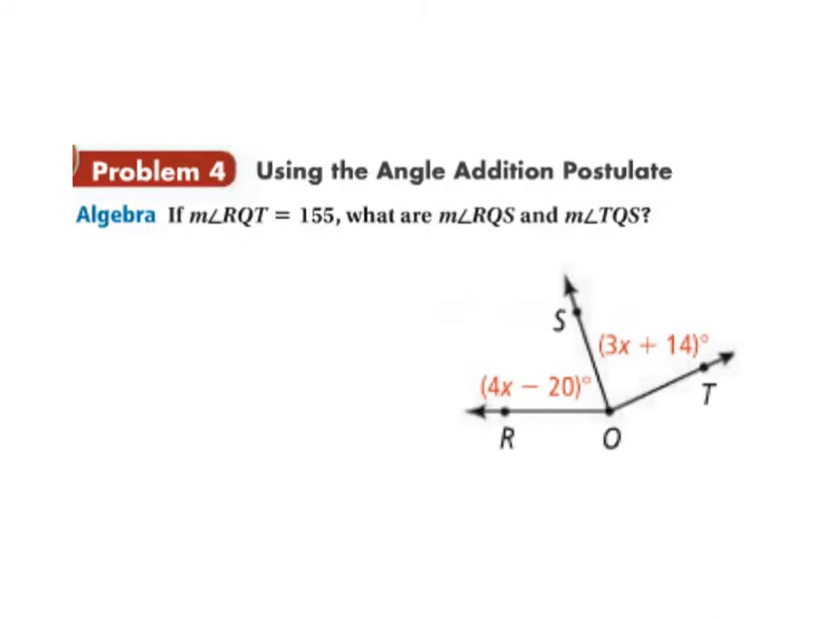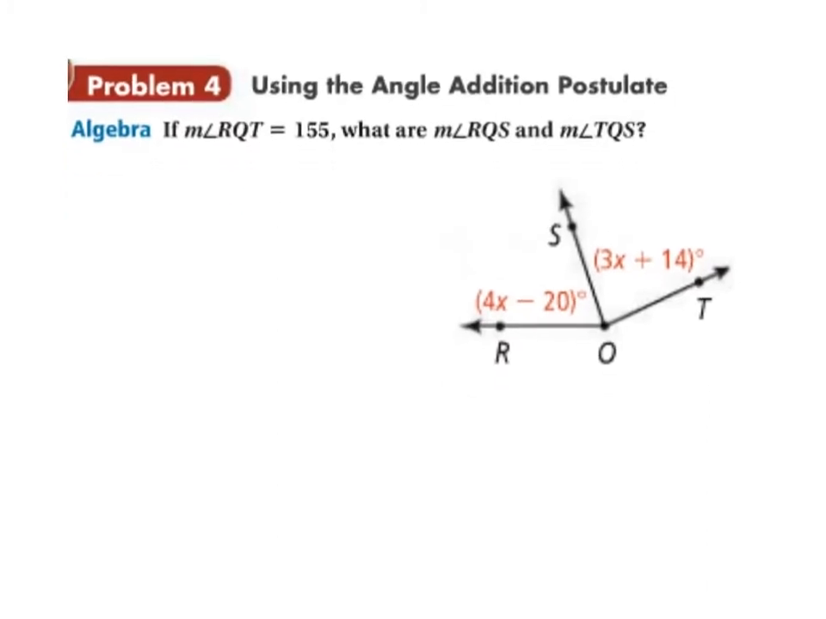Let's try working through a problem like this. I'm going to bring this up so we have a little bit more space. All right, so it says if the measure of angle RQT, that looks like an O, but they must want that to be a Q there. We'll just sneak a little Q in there. All right, so RQT is 155. That's the entire angle. That's the big part, 155. What are the measures of the two little angles, RQS and TQS?